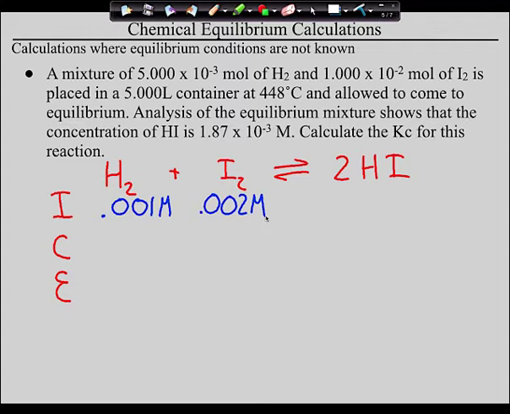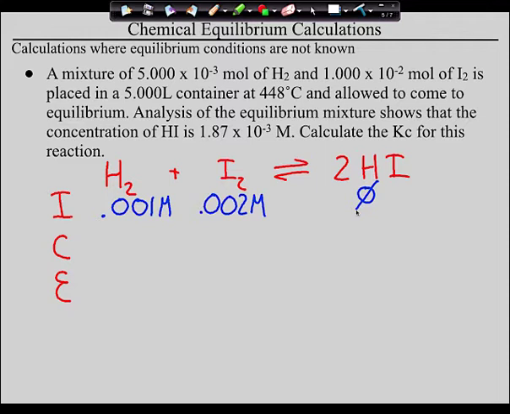Zero. There isn't any. Guys, it does not mention charging the vessel with any HI initially, and so the only place that we can get HI from is the reaction of hydrogen and iodine, and initially that reaction has not begun, and so consequently we have none of this. Do you see the logic behind that?